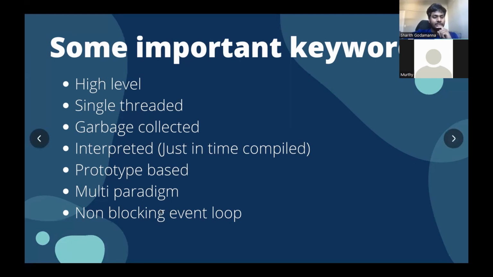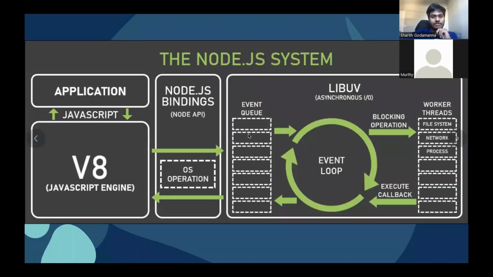Then it also has a concept of a non-blocking event loop. Like I said before, JavaScript is single-threaded, which means it only takes a single thread on the CPU. But this non-blocking event loop lets JavaScript act like it's multi-processed. So this is the event loop system JavaScript has.